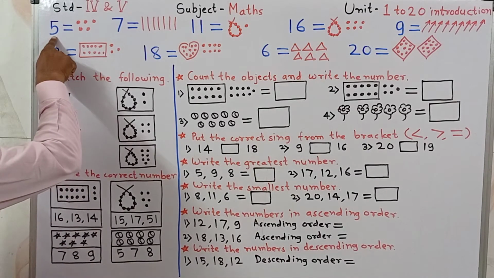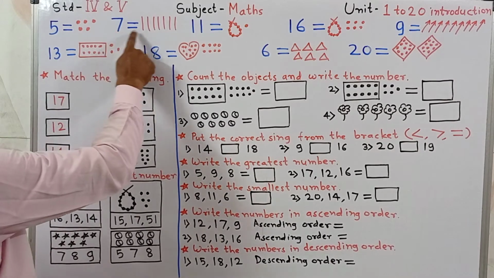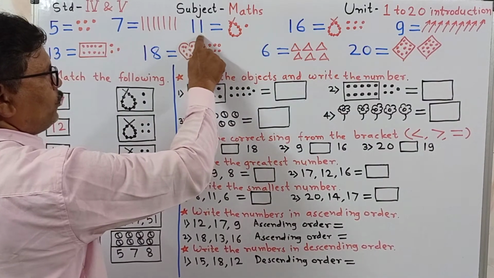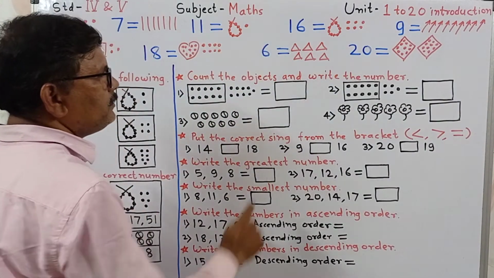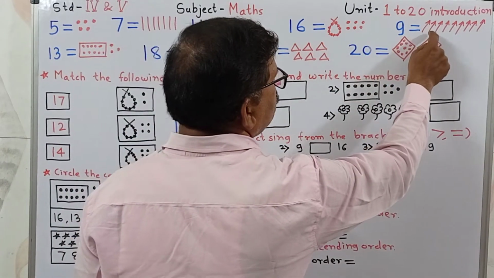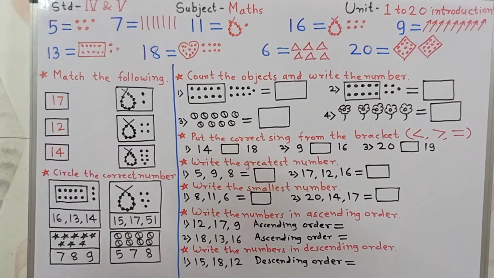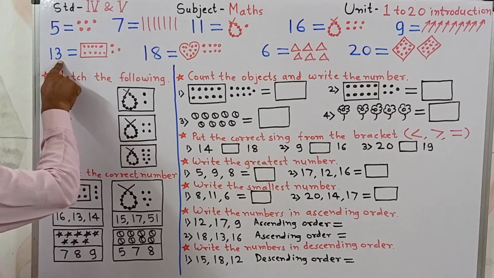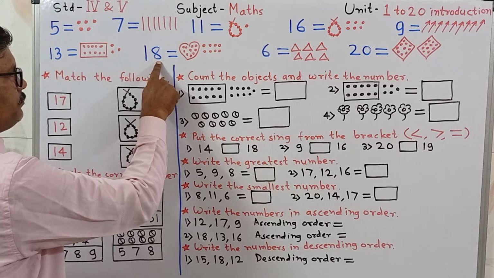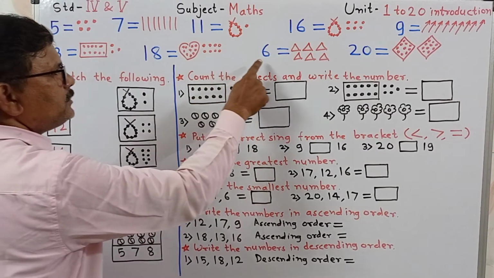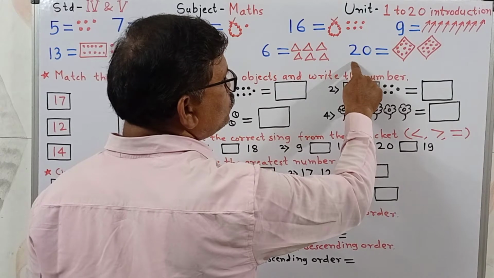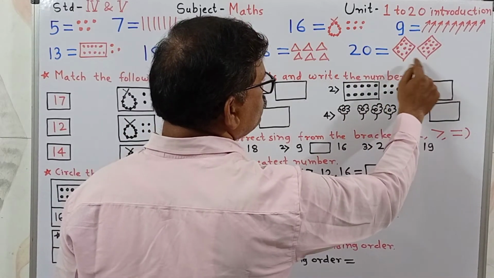Again, listen. 5. 1, 2, 3, 4, 5. 7. 1, 2, 3, 4, 5, 6, 7. 11. 1 ten, 1 unit, 11. 16. 1 ten, 6 units, 16. 9. 1, 2, 3, 4, 5, 6, 7, 8, 9. 9 arrows. 13. 1 ten, 3 units, 13. 18. 1 ten, 8 units, 18. 6. 1, 2, 3, 4, 5, 6. 6 triangles. 20. 2 tens, 20.